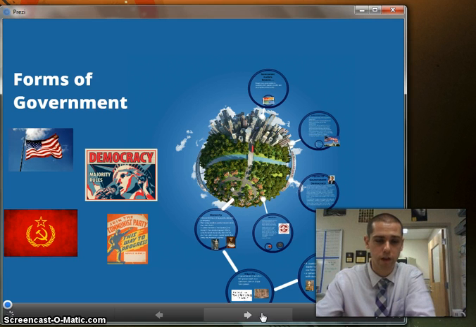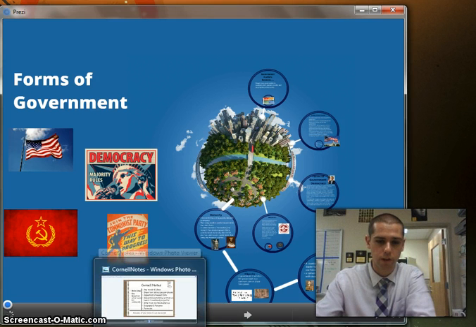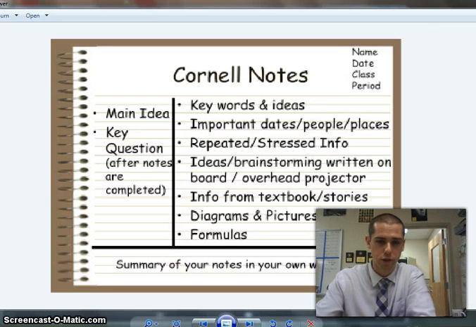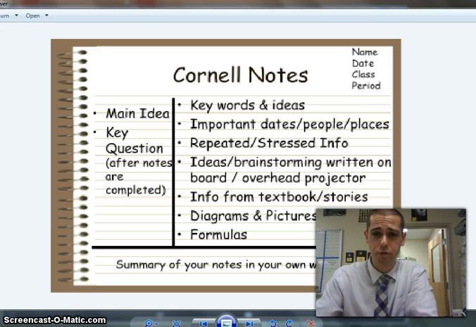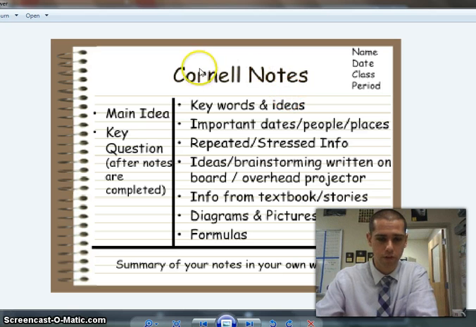I want you to set up your paper in a Cornell Notes style. I'd like you to title it Forms of Government. And if you're not sure what Cornell Notes are, this is kind of what they should look like. The top should have your name, date, class period, a title right up here. You should have keywords, ideas, and notes on this right-hand side. On the bottom, you summarize your notes, and right here you're going to change this blank part into key questions when you're all finished with that. That way it's nice and organized for when you're done.